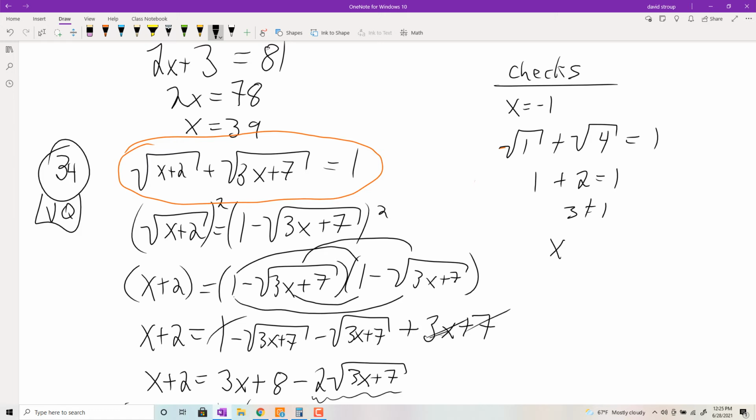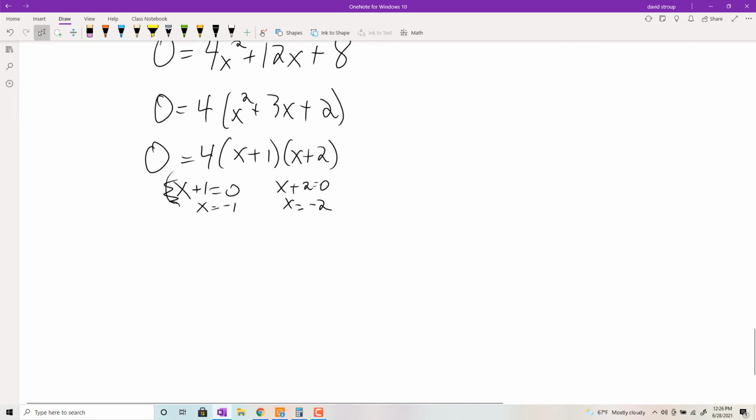Let's try negative 2. So plugging in negative 2. Negative 2 plus 2 is 0. Square root of 0 is 0. Plus the square root of negative 6 plus 7 is just 1. So I have 0. Square root of 1 is 1. 0 plus 1 is 1. So that one's true, so that one works. Okay, so at the end, our only answer is negative 2. Let me throw that one in the trash.